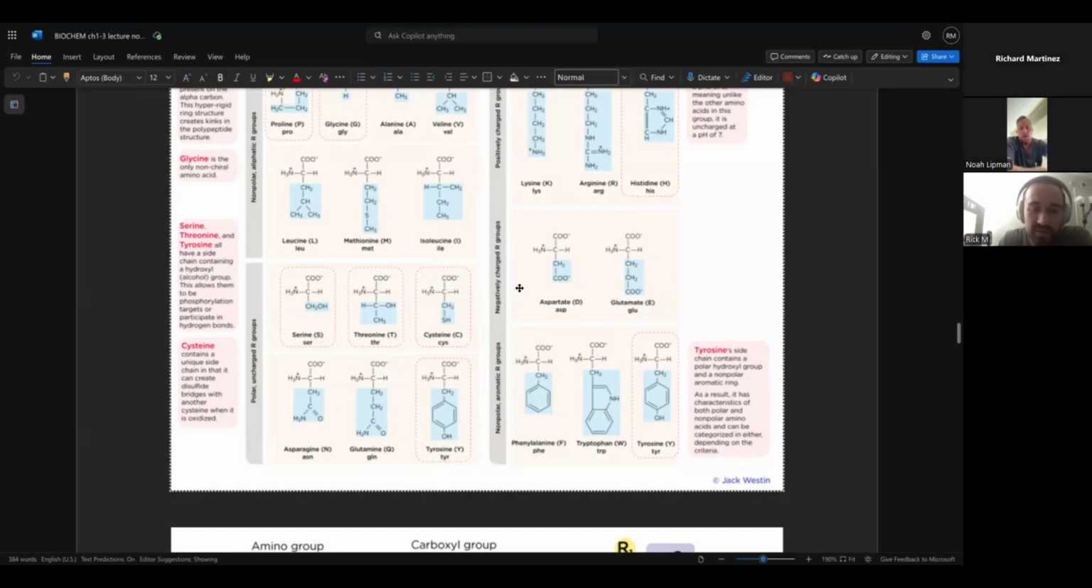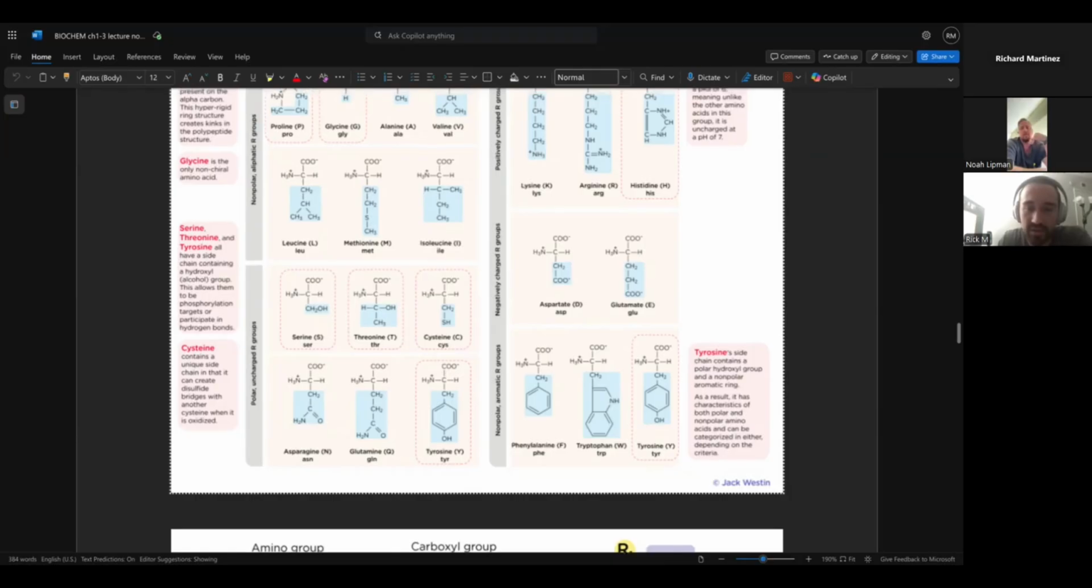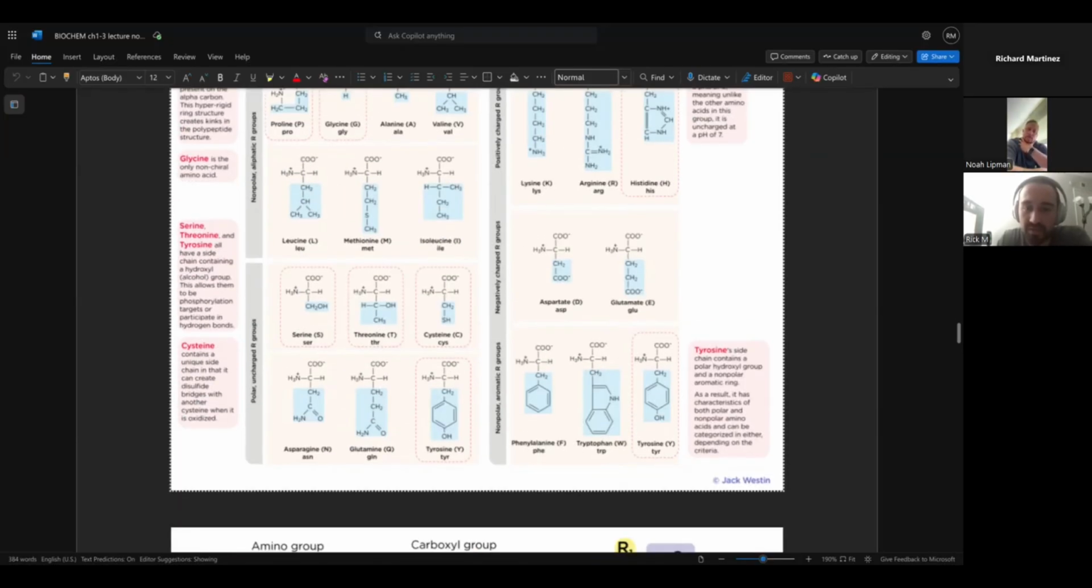Asparagine, glutamine might mix up with aspartate, glutamate. Aspartate is aspartic acid, glutamate, glutamic acid as well. You may see it named as that. These ones you may mix up, and that's okay. I would just remember D and E. D and E is negative. Eventually you'll get there. Positively charged.